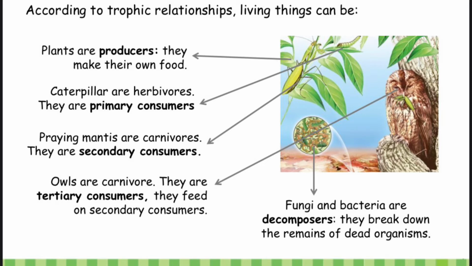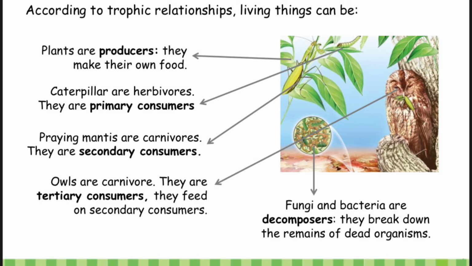According to trophic relationships, living things can be: plants are producers. They make their own food. Caterpillars are herbivores. They are primary consumers. Praying mantis are carnivores. They are secondary consumers. Owls are carnivores. They are tertiary consumers. They feed on secondary consumers.